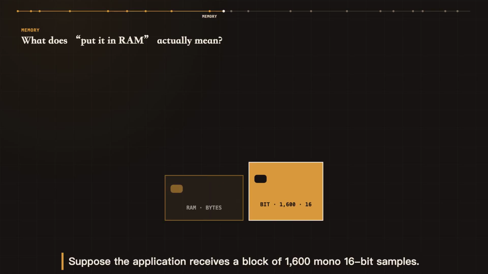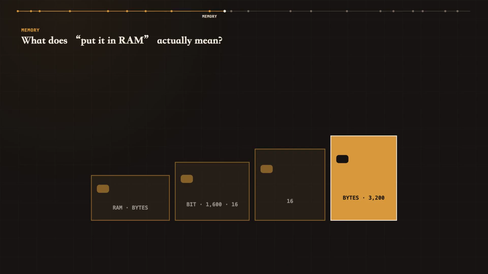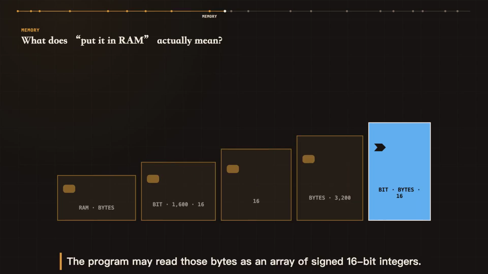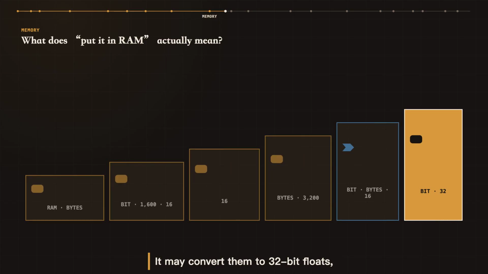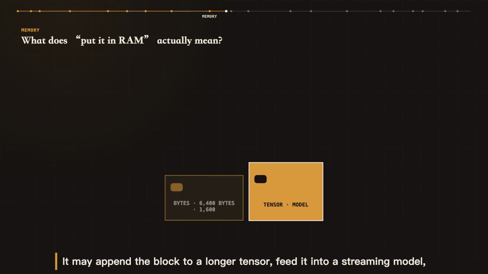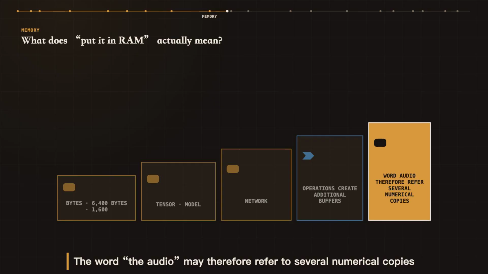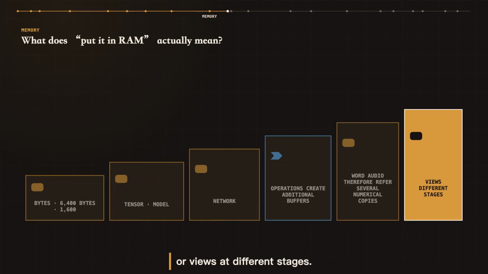Suppose the application receives a block of 1,600 mono 16-bit samples. That block represents 1/10 of a second at 16 kilohertz and occupies 3,200 raw bytes. The program may read those bytes as an array of signed 16-bit integers. It may convert them to 32-bit floats, which would use 6,400 bytes for the same 1,600 numerical samples. It may append the block to a longer tensor, feed it into a streaming model, or encode it for a network connection. These operations can create additional buffers. The words "the audio" may therefore refer to several numerical copies or views at different stages.